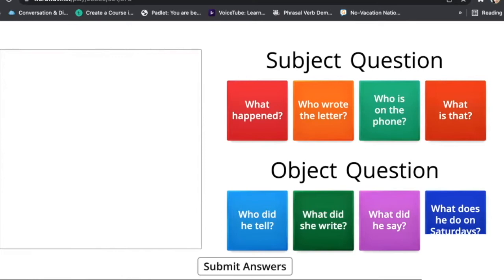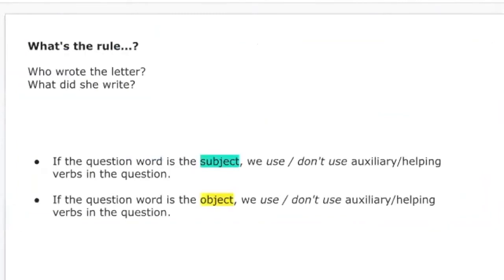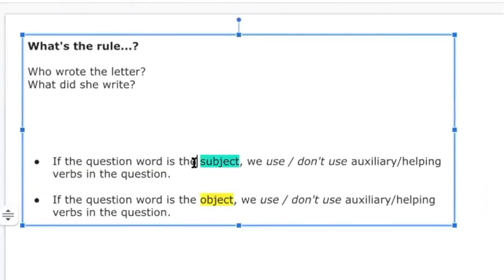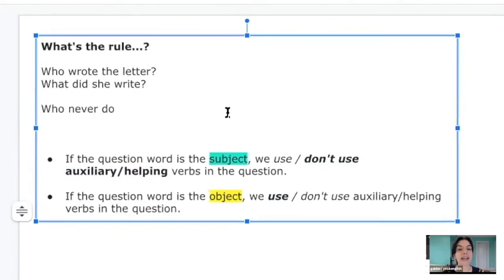So if I go back to my slideshow here, the rule is that if the question word is the subject of the sentence, as in who wrote the letter, then we don't use auxiliary or helping verbs like do, did, or does. If the question word is the object, we use a helping verb like do, did, or does.